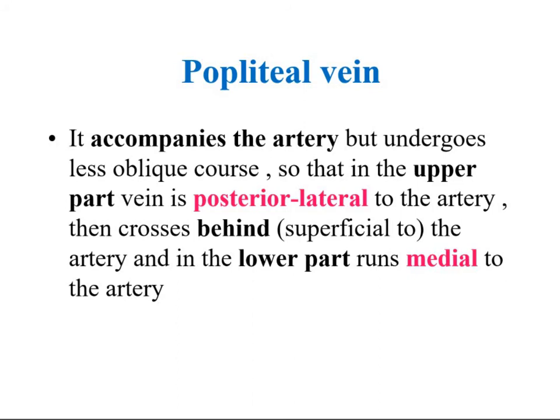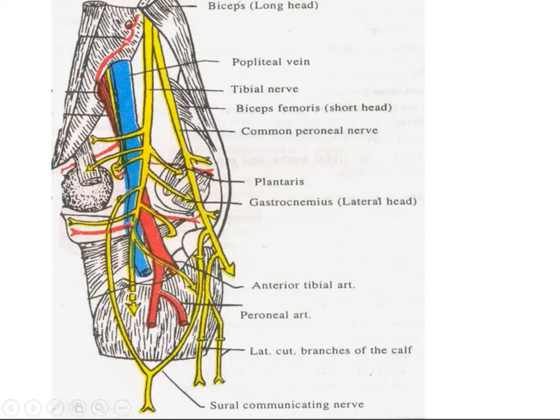Then we have the popliteal vein. It will accompany the artery but undergo less oblique force, so that in the upper part the vein is posterior lateral to the artery. ठीक है, दिखाया था आपको डायग्राम में. And then it crosses behind, that is superficial to the artery. In the lower part it runs medial to the artery. ठीक है, so you can see पहले posterior lateral था, then behind or beneath it, and then it is lying medial to it. तो जब आप ओपन अप करोगे पॉप्लिटियल फॉसा को, तो सबसे पहले जो स्ट्रक्चर दिखेगा आपको दैट वुड बी वेन. ठीक है.